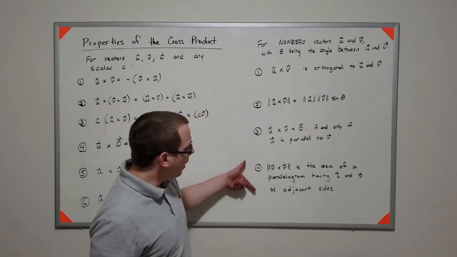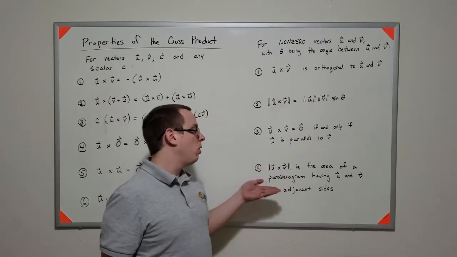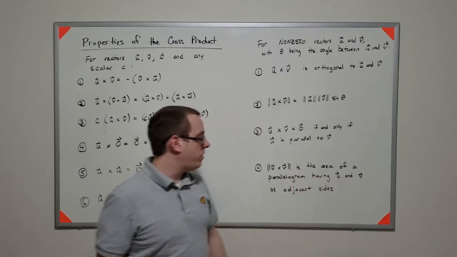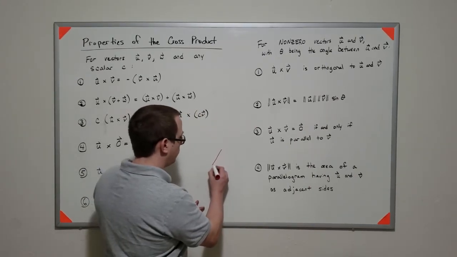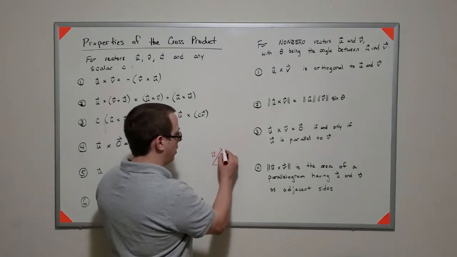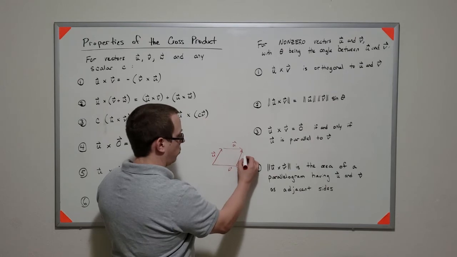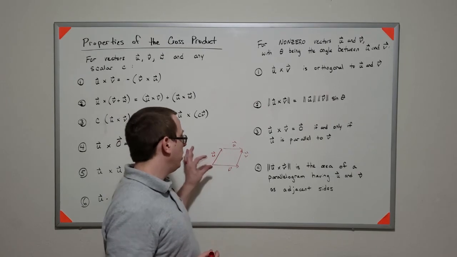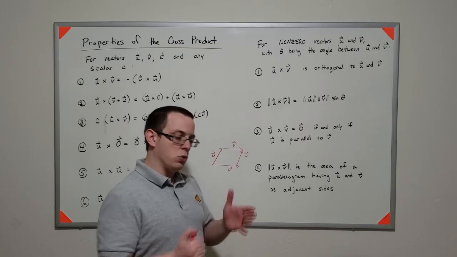And finally, there's this geometric representation that the magnitude of the cross product is actually related to the area of a parallelogram that has u and v as adjacent sides. So you could think of that as, if I had u and v, and then those were also u and v, this would form a parallelogram, and we could find the area of that parallelogram by taking the magnitude of u cross v.